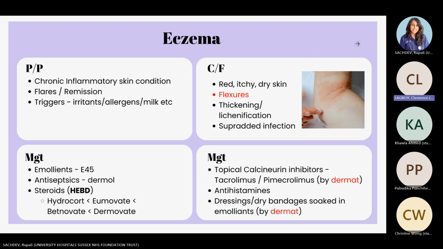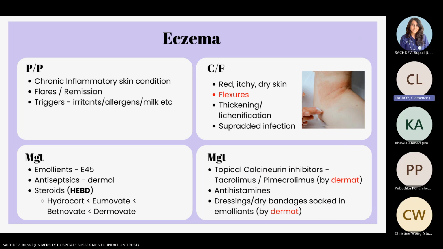Okay, next topic is eczema, which is something that you'll probably see a lot, probably more in peds, I would say. So pathophysiology, it's a chronic inflammatory skin condition. There are moments of flares and flare-ups and then moments of remission. Triggers can be everything and anything, but the most common ones are irritants, allergens, milk. As someone who's got eczema themselves, anything can trigger, whether it's the weather, whether it's something you've eaten, whether it's a new cream that's meant to have no additional perfumes or anything, anything can be a trigger for eczema, and stress as well. So it's not only contact things.